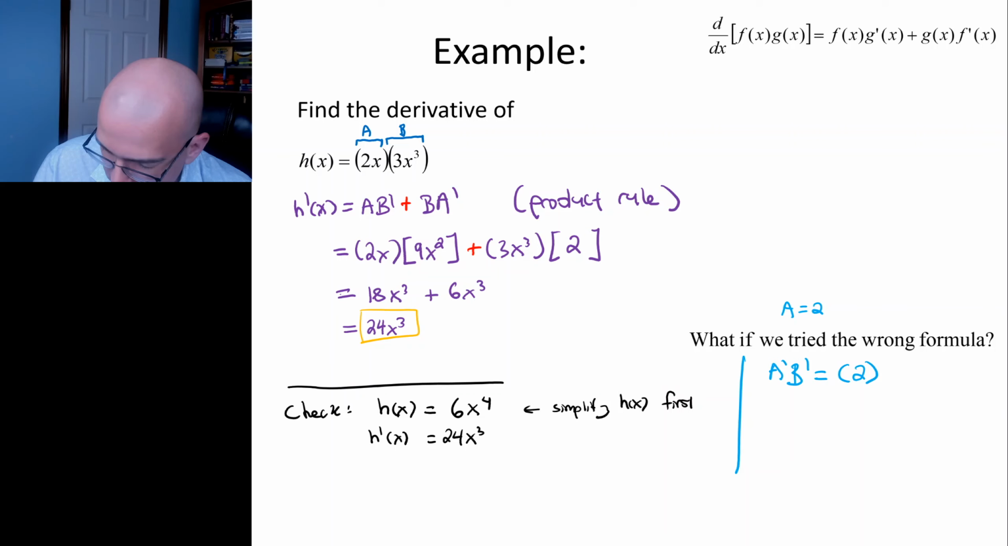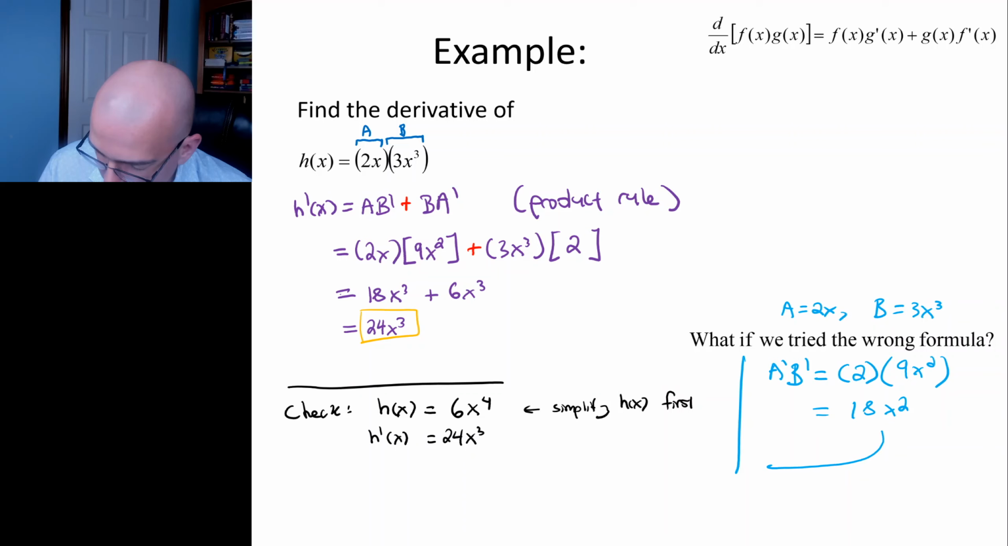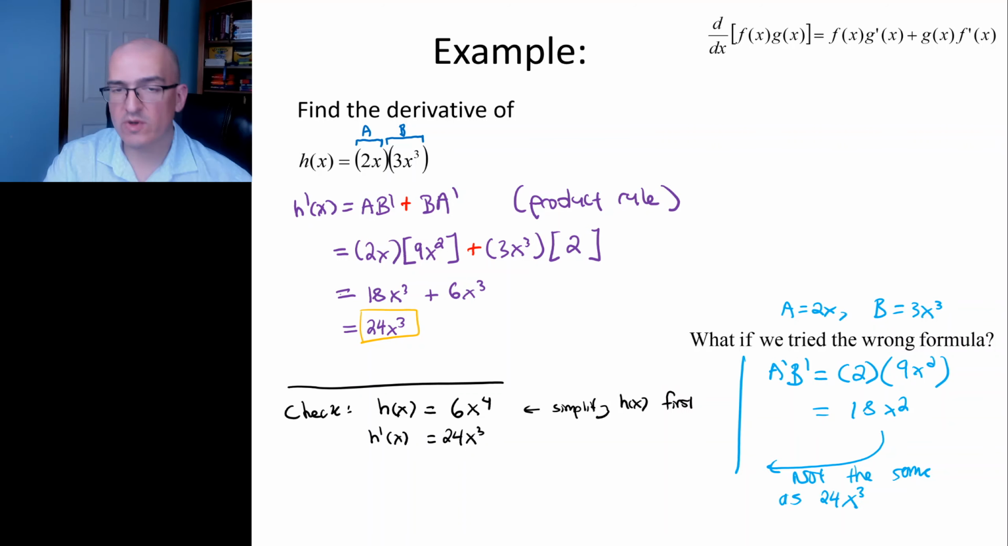So a is 2x, b is 3x to the power of 3. So 2 times 9x squared, we get 18x squared, and it's not the same as 24x to the power of 3. So we know the one on the bottom is definitely correct.